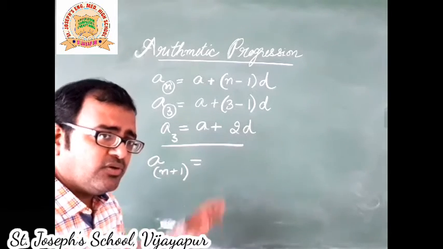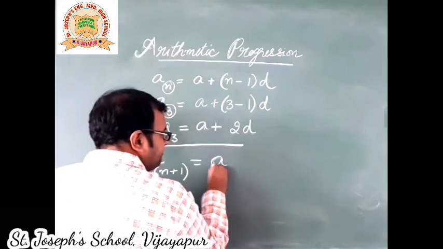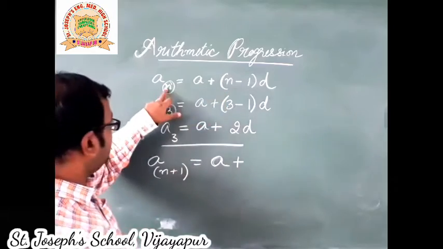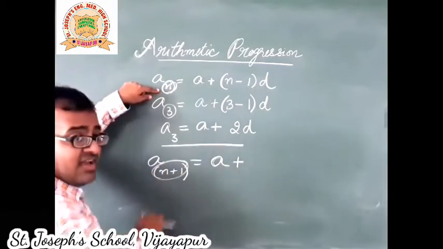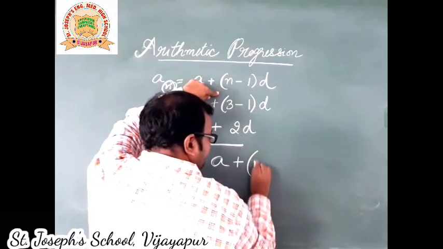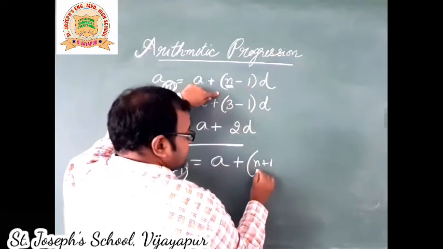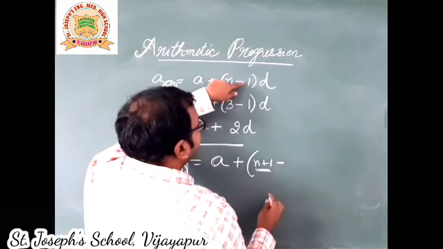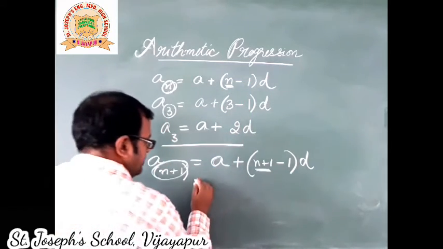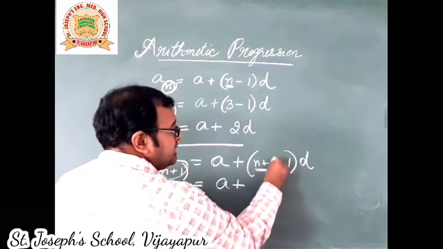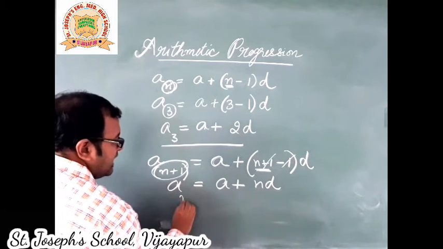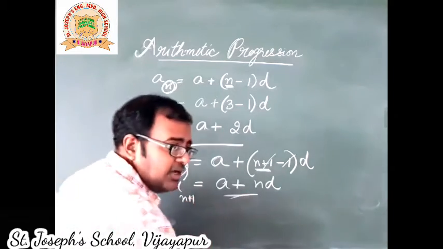So once you have unpaused the video, let us compare. A, because always first term, plus, in place of n, I have n plus 1. So I have to replace that n with n plus 1. So n replaced with n plus 1, minus 1 into D. Now, if we simplify, an plus 1 is equal to a plus, 1 minus 1 cancels, it is n into D. That is your an plus 1. I hope it is clear.